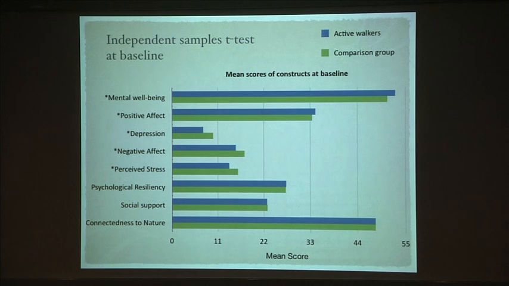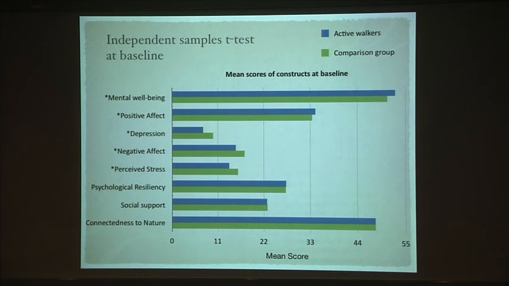Now, the 2 groups significantly differed on the 5 measures of mental and emotional well-being, in that people who were defined as active walkers in Walking for Health had significantly better mental well-being and positive affect, and significantly less depression, negative affect, and perceived stress than the comparison group. Moreover, the 2 groups did not significantly differ on the covariates of psychological resiliency, social support, and connectedness to nature.